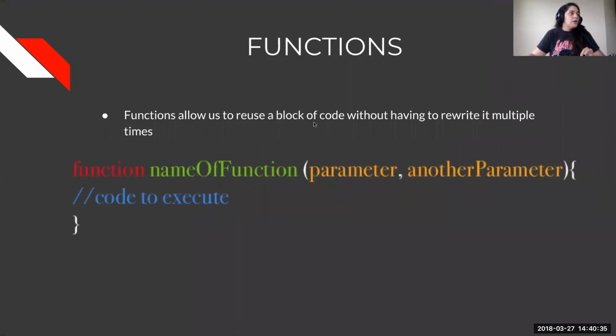Functions. So functions allow us to reuse a block of code without having to rewrite it multiple times. So basically, when you are coding, there are going to be times when you're writing something over and over again. You're like, man, I'm writing this so many times to do the same thing. That is a huge hint that you should probably just be using a function and define a function. So a function, you have to declare, kind of like how you declare a variable. You say var, hey, this is a variable. Same thing here. Hey, this is a function.